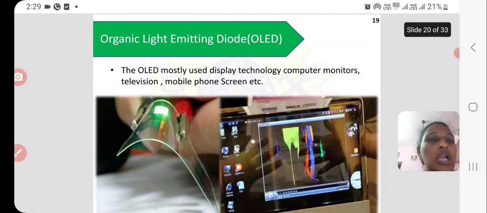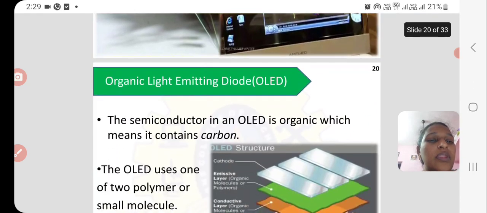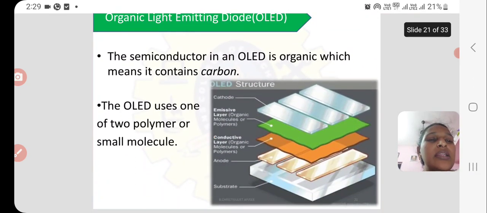The next is the organic light emitting diode, which is the OLED. OLEDs mostly use display technology, and they are mostly used in computer monitors, televisions, and mobile phone screens. The semiconductor in the OLED is organic, which means it contains carbon. The OLED uses one of 2 types, polymer or small molecule.